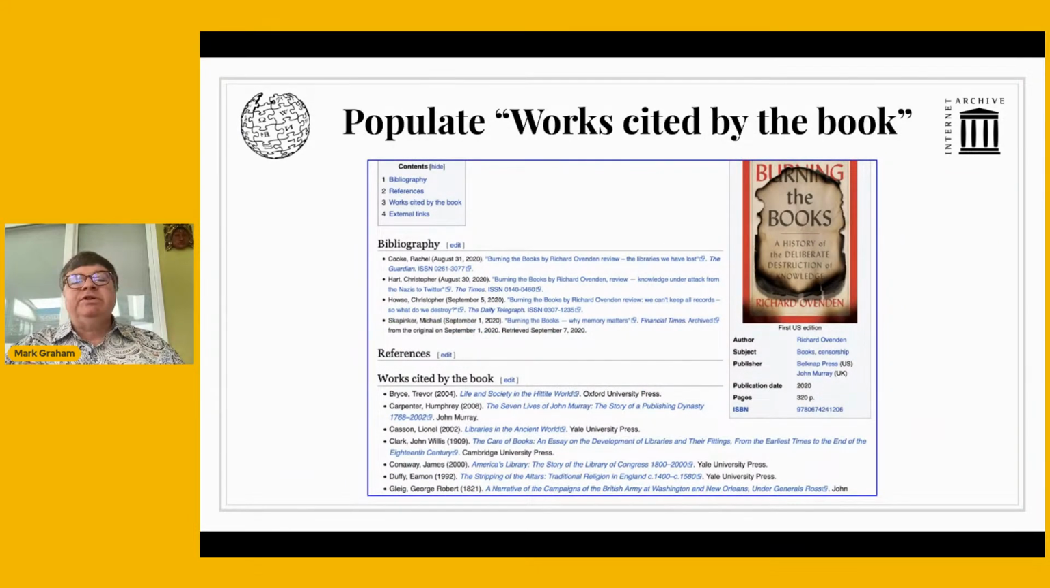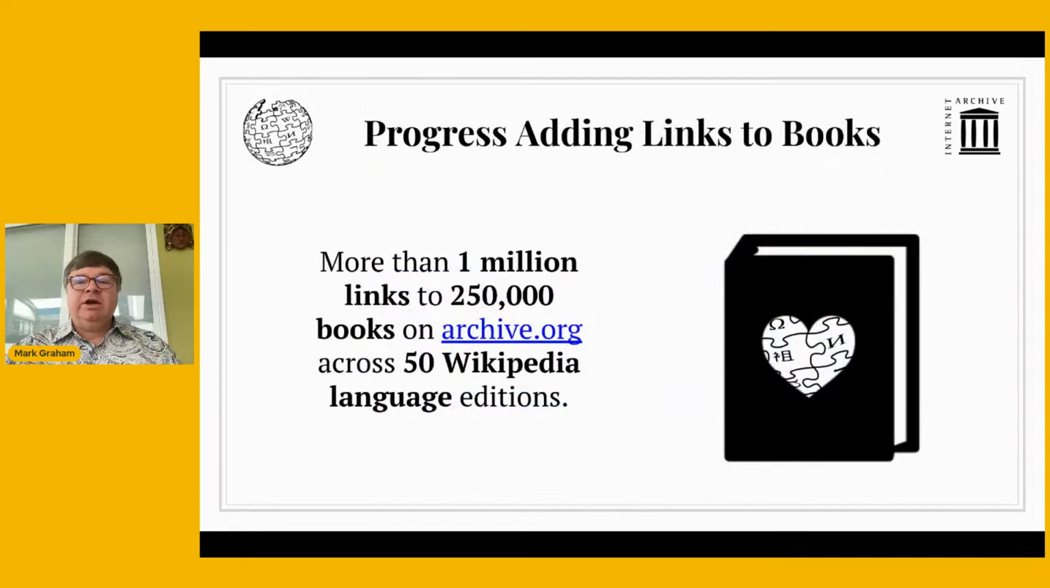Additionally, we've done some experimentation to add additional links. Here's an example of populating a section called Works Cited by the Book. This happens to be a book about the burning of books, which is really a history of the deliberate destruction of knowledge. And all of those cited works cited by the book links point to digitized versions of books at the Internet Archive.